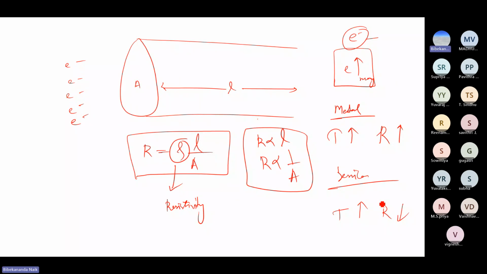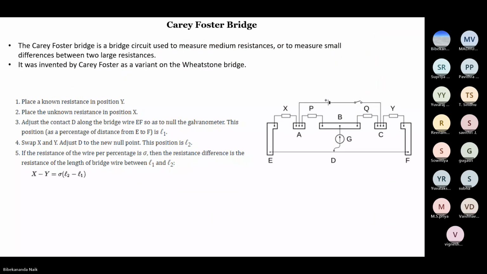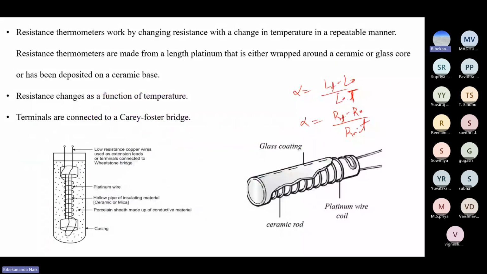So as we discussed, the resistance changes as a function of temperature. Now, how is the resistance thermometer made? They are made from a length of platinum that is wrapped around either a ceramic or a glass core. Now, you can see from this figure, there is a glass coating and a ceramic core, and there is a platinum wire wound around it.